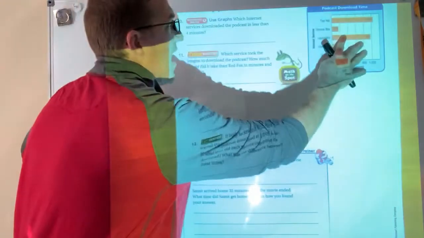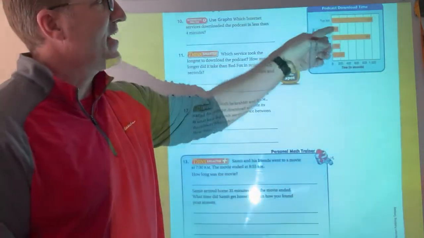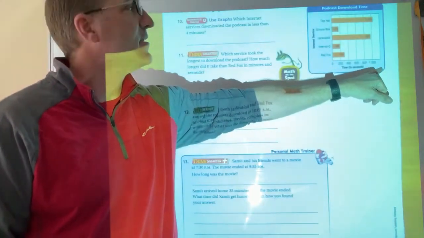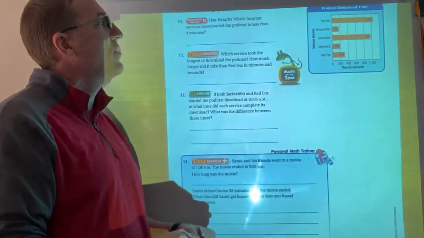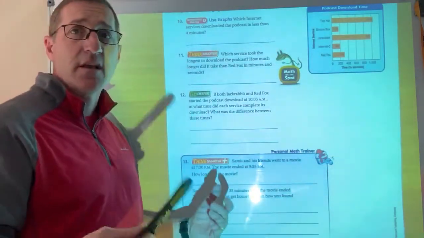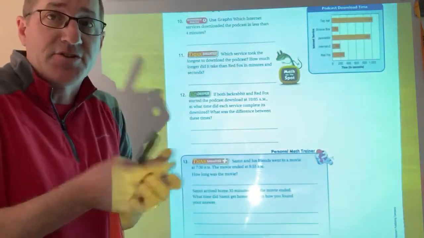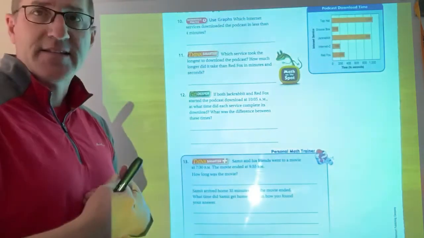We're going to use this graph with these internet service providers. Some are fast, and some are not, because this is how long it takes to download a podcast. And these are the different service providers. It says which internet services downloaded the podcast in less than 4 minutes. They give it to me in seconds. So there's two ways I can go about doing this. I can either turn minutes into seconds, or seconds into minutes. And we've got to decide which one we want to do.